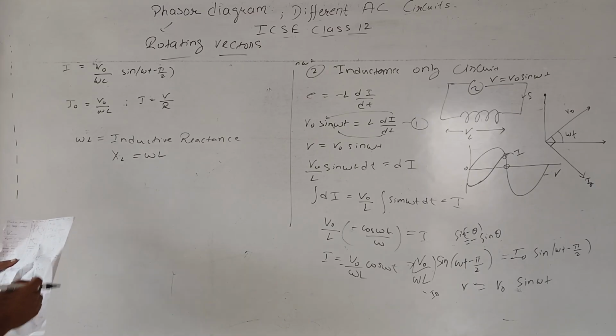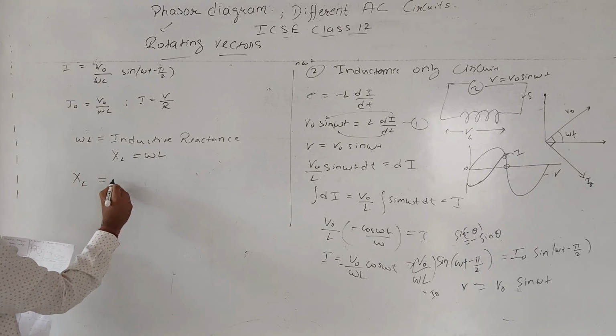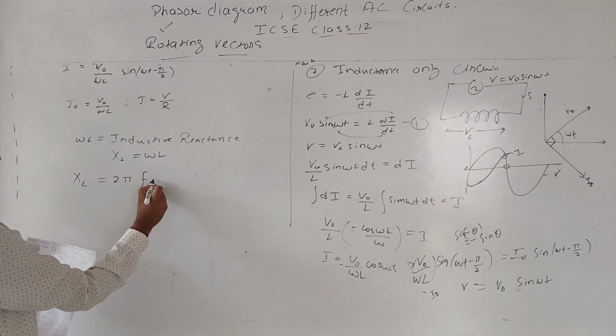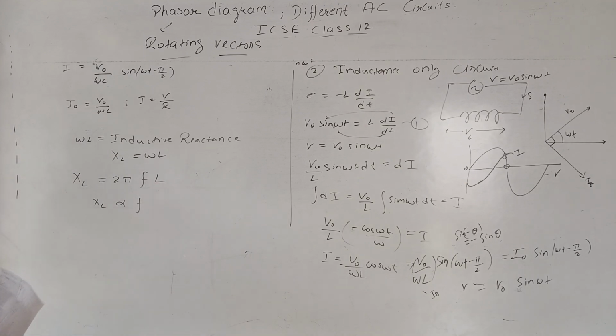And its relation with frequency: XL is equal to omega L, which is equal to 2 pi into frequency into L. It means XL is directly proportional to the frequency. It means the more the frequency of the alternating current, like in houses we are getting 220 volt, so 220 volt is coming, and there is a certain frequency of the alternating current. So that frequency is directly proportional to the inductive reactance.